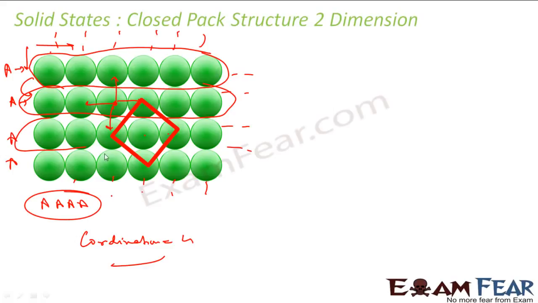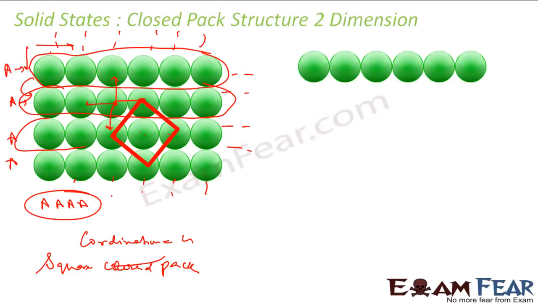Now, if you join the centers of the 4 immediate neighbors, you will get a square. And that's why it's also called square closed packing. Please note, this is also called square closed packing. So that was one way.